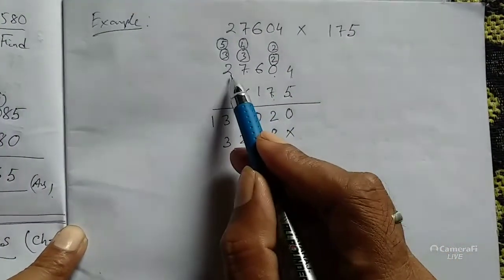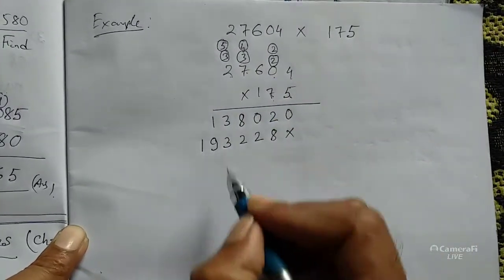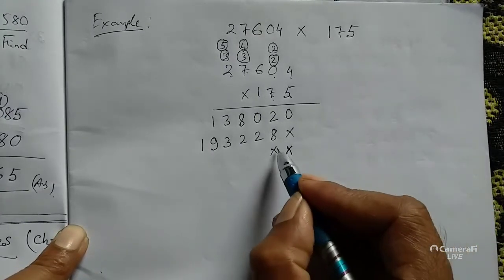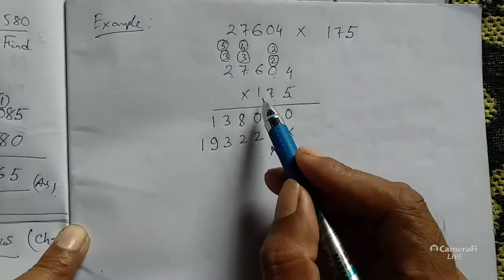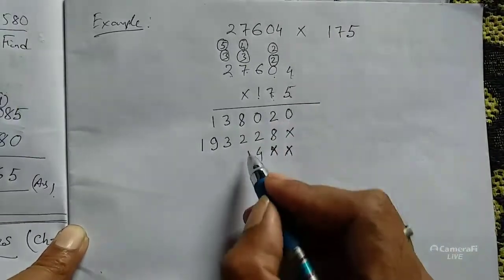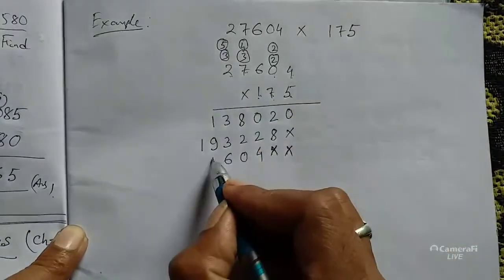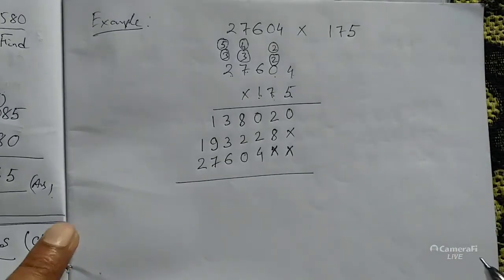Now 7 2s are 14, plus 5, 19. So this is complete by 7. Then put a cross sign here and again a cross sign here. Start from here. Multiply with 1: 1 4s are 4, 1 0 0, 1 6 6, 1 7 7, 1 2s are 2. Now add all this.